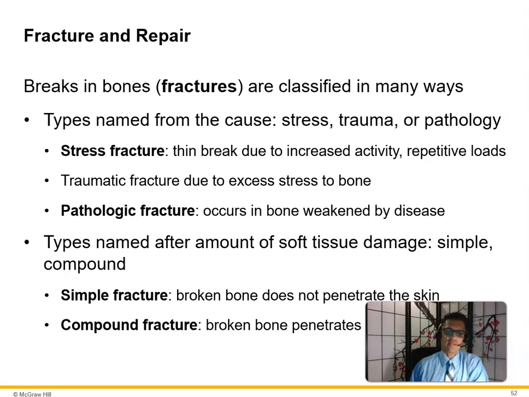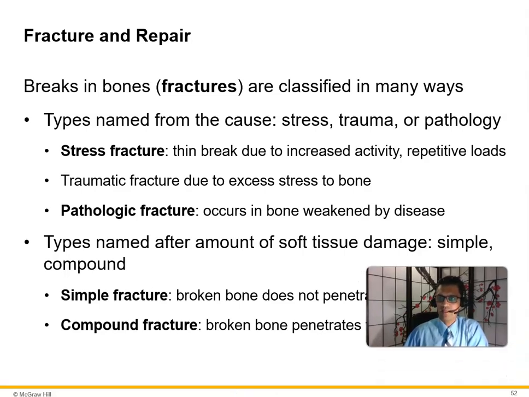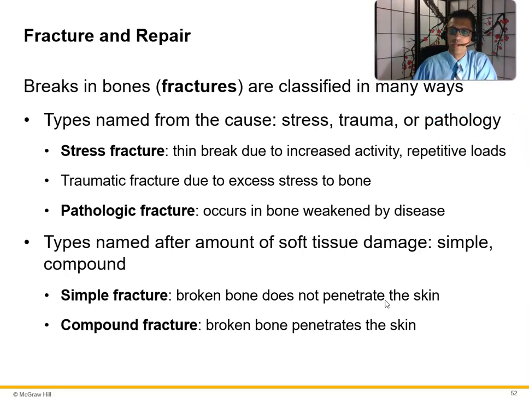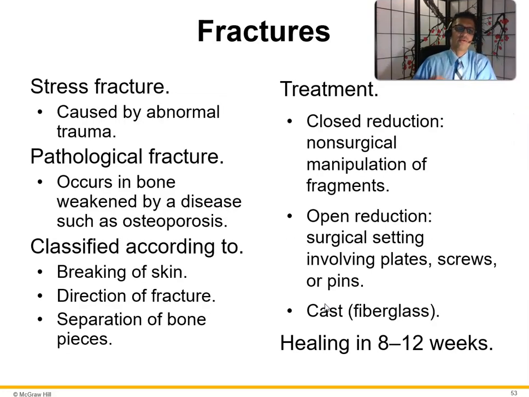They're usually named after the amount of soft tissue damage and the direction or the complexity. The most simple way is a simple fracture, where the broken bone does not penetrate the skin. A compound fracture is when the broken bone penetrates the skin. So let's start with that naming first. Simple versus compound. Then a stress fracture is caused by abnormal trauma. Pathological occurs in a weakened state, classified according to the breaking of the skin, the direction.